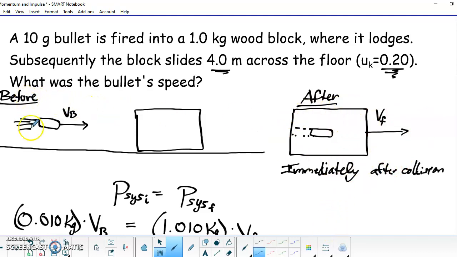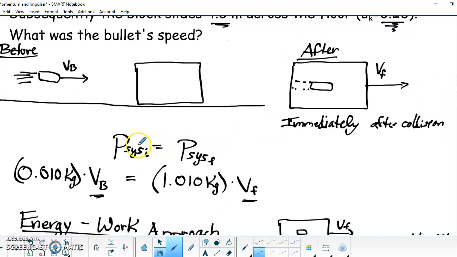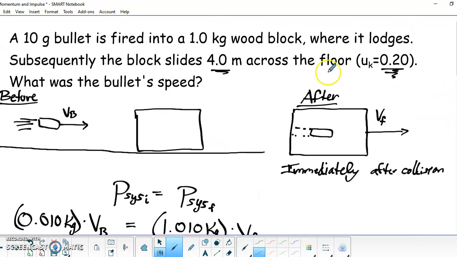So right now, let's just consider the collision. Immediately after the collision, we're going to assume that this block and bullet system have not lost any energy to the surroundings yet. We're going to have it be two independent events. And that means that I can have my system's momentum initial equal my momentum final for the system. You can only do this if you don't have an external force. So we can't consider this whole problem in one step. We have to do it in two steps. One step momentum, one step our friction force, okay?